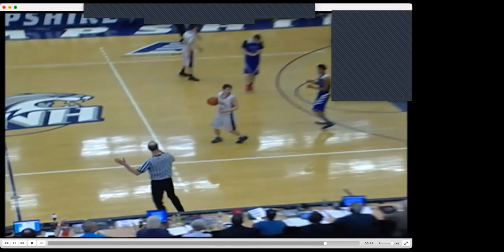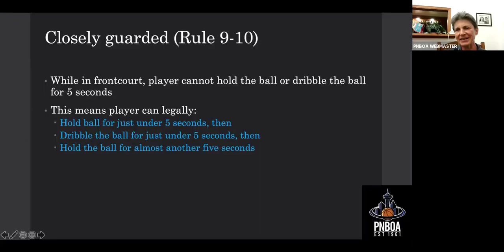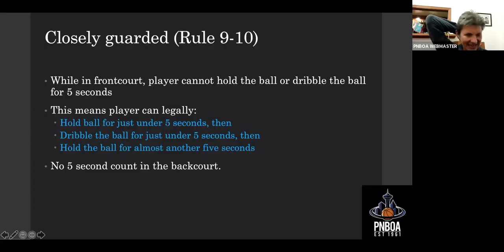The stop the clock signal should be utilized, followed by the type of violation, and then indicate the throw-in spot. He's just trying to cut the guy some slack. Exactly. Again, don't be the gotcha referee. When he gets to 4.9 seconds, don't blow your whistle. Just let it finish.